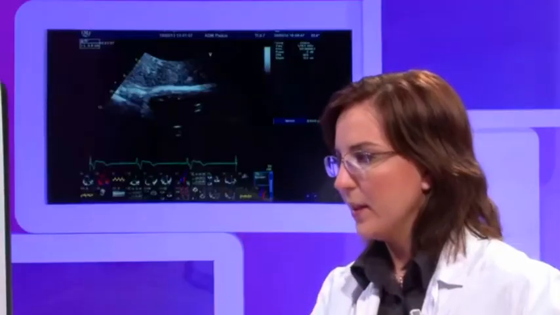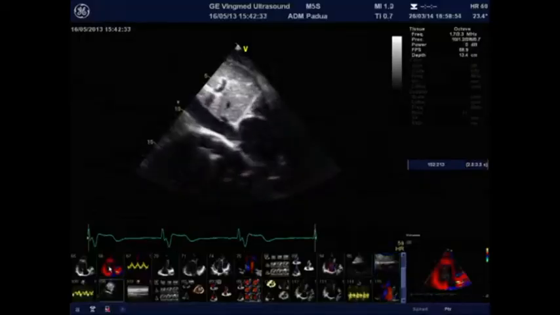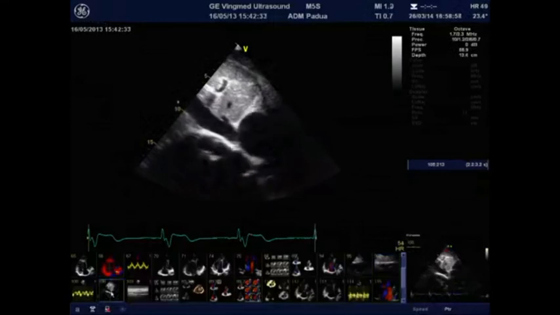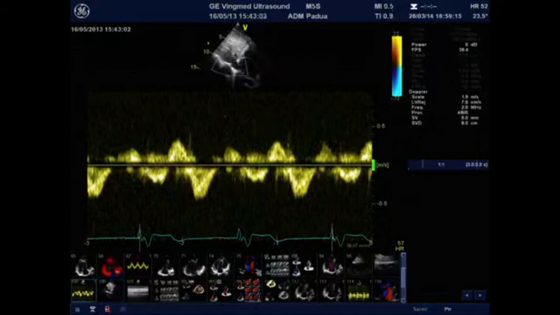Then for assessing the hepatic flow, you need to obtain the view of the inferior vena cava, and then to open the hepatic vein, to put the pulse wave Doppler into the opening of the hepatic vein, and then you will obtain the pulse wave Doppler envelope of the hepatic flow with a systolic blunting and with the diastolic wave, and then reverse after atrial contraction.